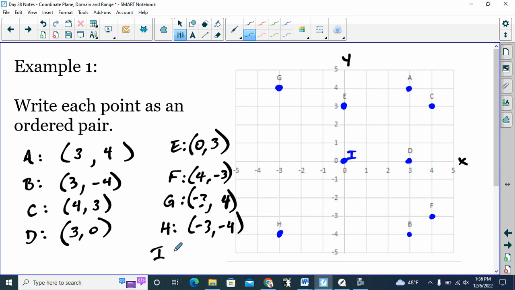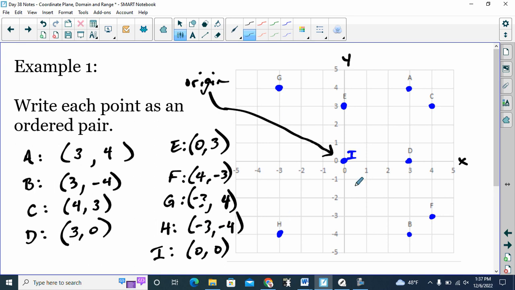And finally, I. Notice it's right in the middle here. I don't go left or right, so my x coordinate is 0. And I don't go up or down. My y coordinate is also 0. That is the point 0, 0. That point 0, 0 is called the origin. 0, 0 is the origin.